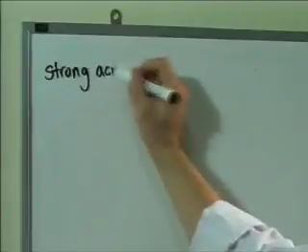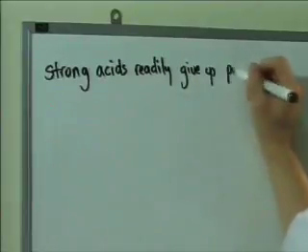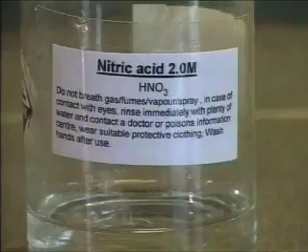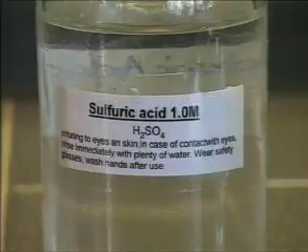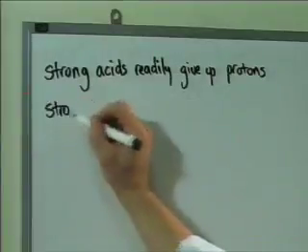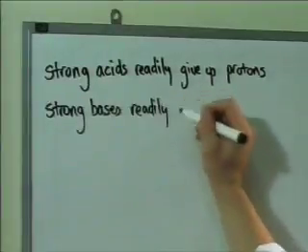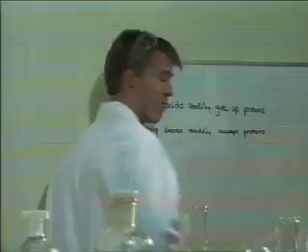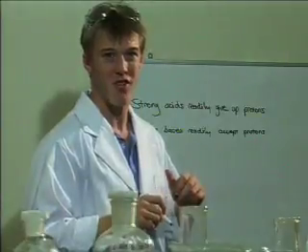So strong acids are those that very readily tend to give up their protons. Hydrochloric, nitric, and sulfuric acid are all examples of strong acids. Strong bases are those that very readily accept protons. The oxide ions in magnesium oxide and the hydroxide ions in sodium hydroxide are examples. And you know what that means, don't you?